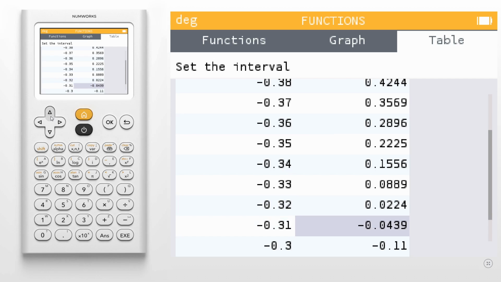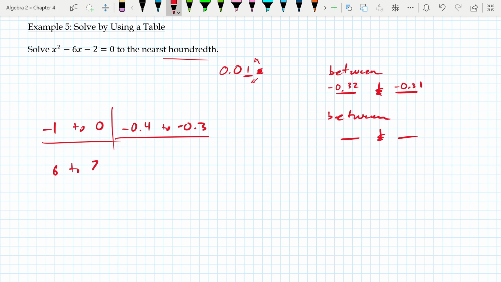So negative 0.32 to negative 0.31. And on my page, that's my first set of solution ranges. I don't know exactly what it is, but I know it's between those 2 values.